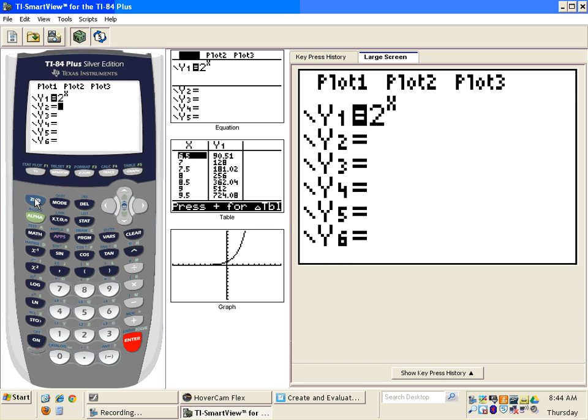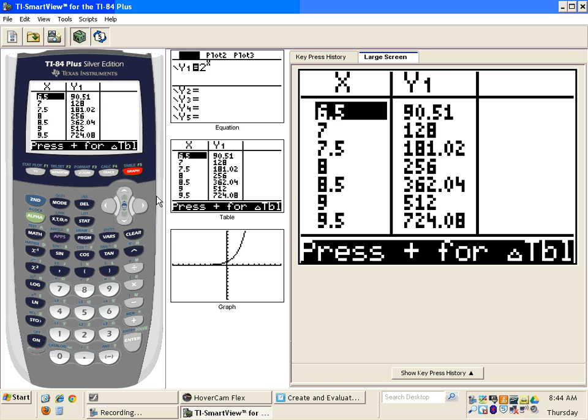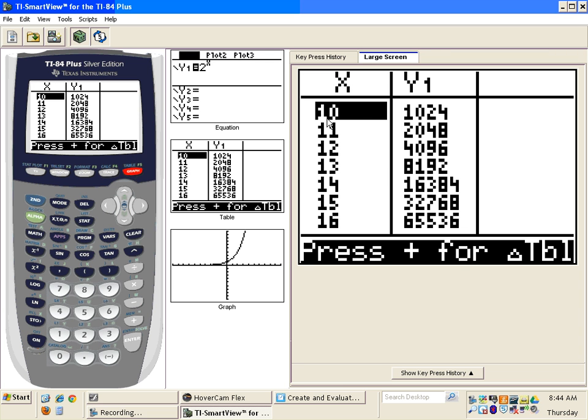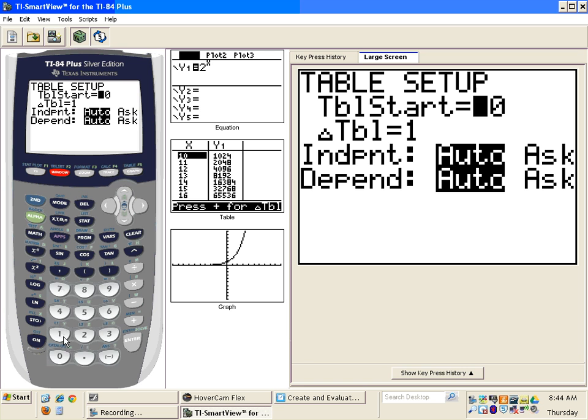and I'm going to go directly to my table, and you can see in the table, if there were 6.5, in 10,000s, that would be how many police officers here. If I wanted to change my table settings, I could change it to start at, say, 10, and go up by 1s, and then look at the table again. So let's say when x is 10, y is 1024, but I think I said, what if it's 100?